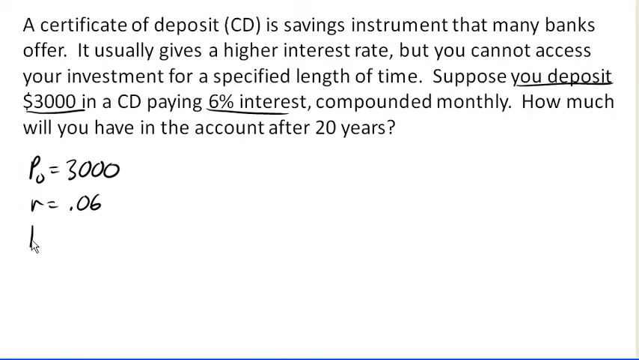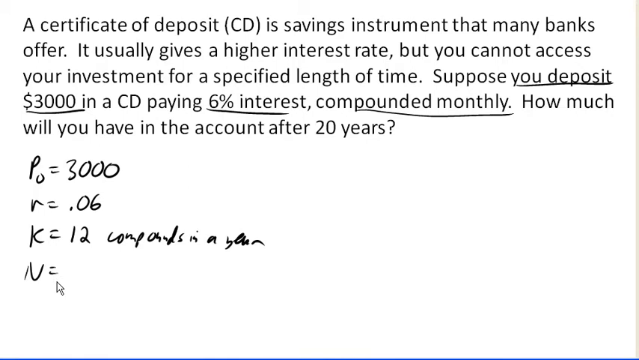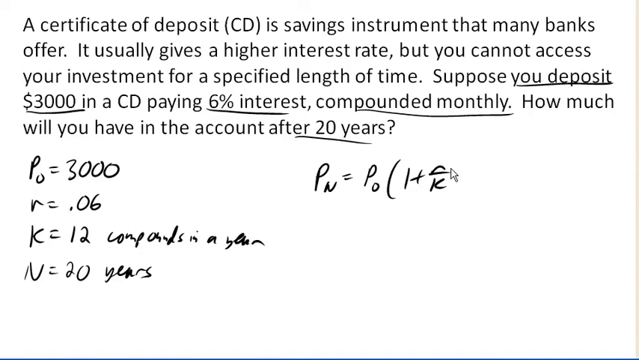How many compounds am I going to do in a year? So we're compounding monthly. Monthly means there's 12 compounds in a year. And finally, we need to know how many years we're investing our money for. And so we're told 20 years is what we're looking at. And so there we go. So you might remember the formula for compound interest looks like this. And so let's go ahead and plug in what we know.